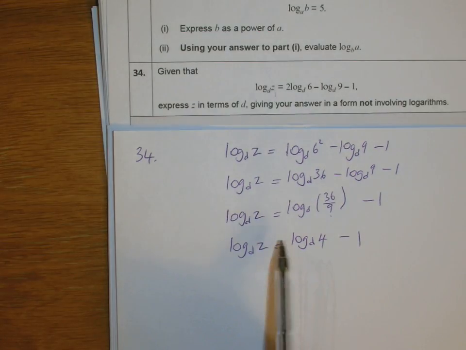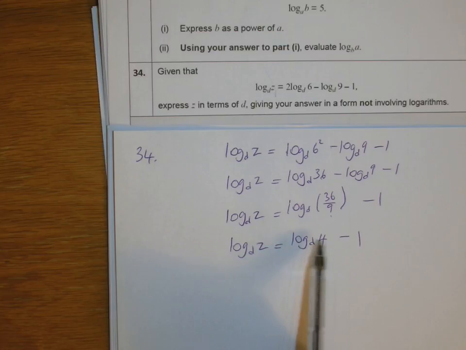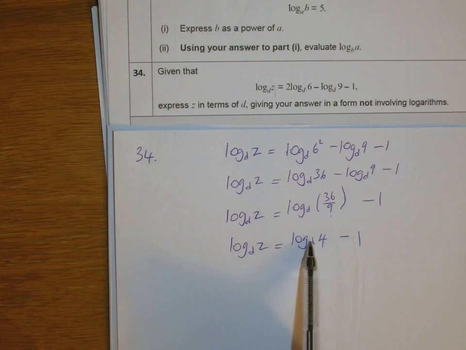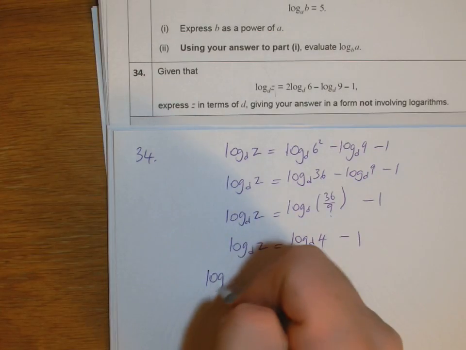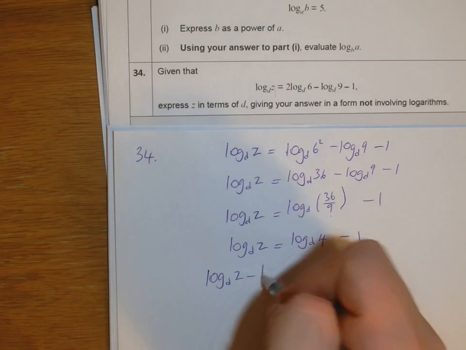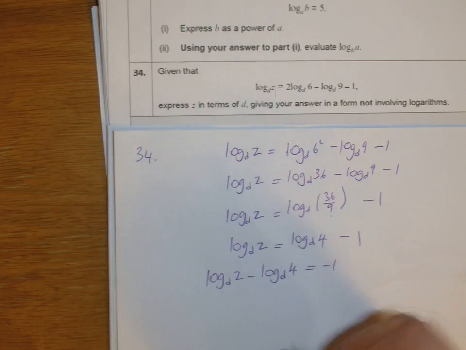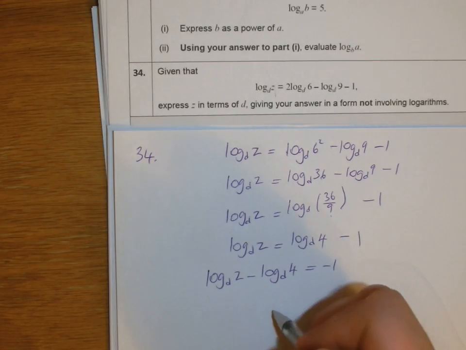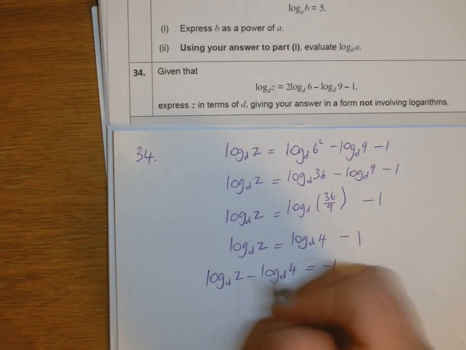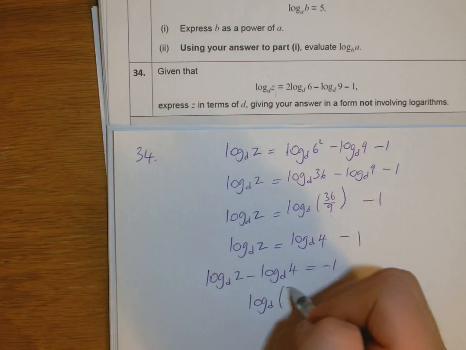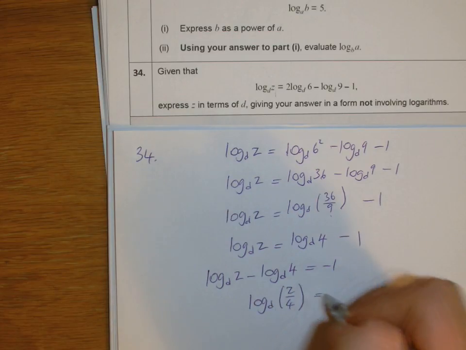And then maybe we've got minus 1 here, okay. We could think about taking this over to the other side, so you have log to the base d of z, take away log to the base d of 4, and that will equal minus 1. So then you can apply the laws of logs again: log to the base d of z over 4, you're dividing, which equals minus 1.